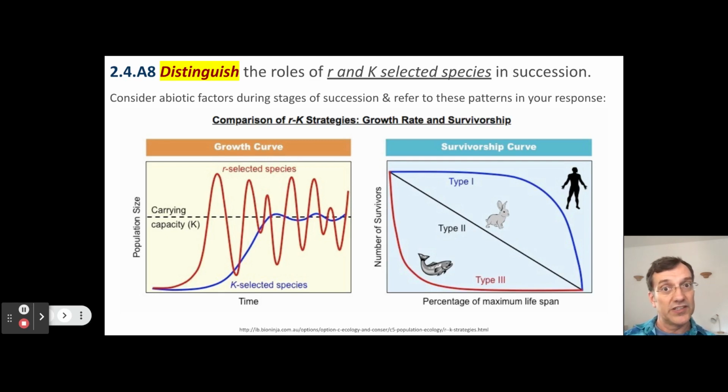You should be able to distinguish between your r-strategists and your K-strategists and their roles in succession. Early succession, your pioneer species are almost all r-strategists. In the intermediate stages of succession, you have combinations of r-strategists and emerging K-strategists. That's why diversity tends to be quite high in the middle stages of succession. And at the end of succession, or in later successional stages, towards the climax community end of the curve, you have communities that are dominated by K-strategists who live longer and reproduce more slowly.